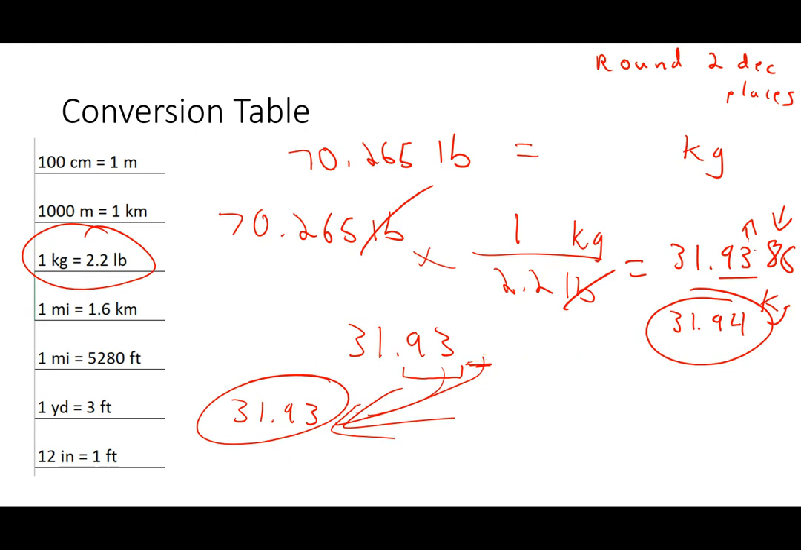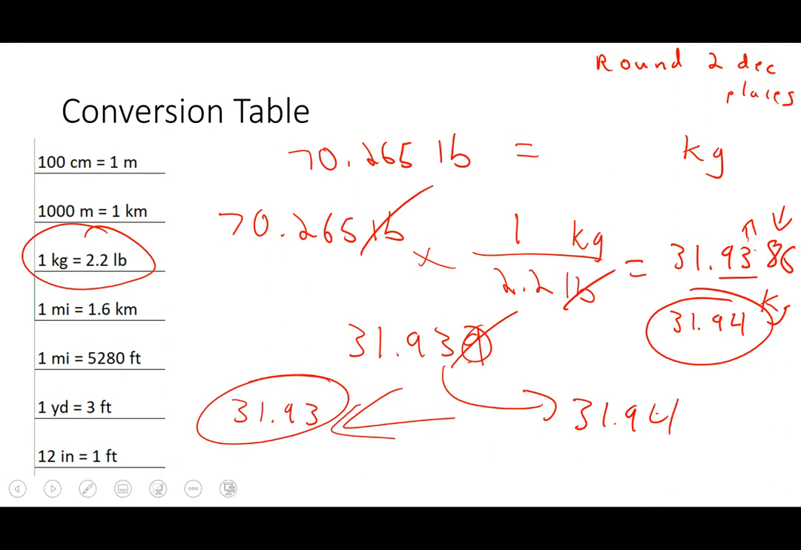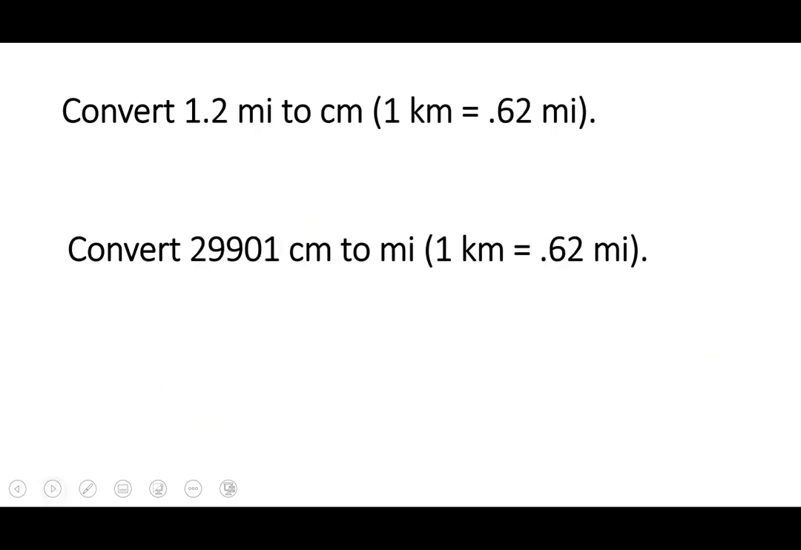If I had 31.939, what do you think I would round that to? Let's say it's 939. This will cause me to round up, so I will round this to 31.94. So that's basically how you do conversions and how you round. Let me show you one more thing before you practice on your own.